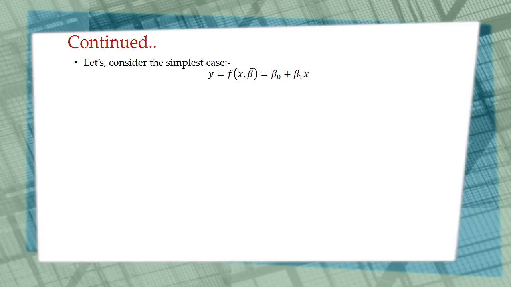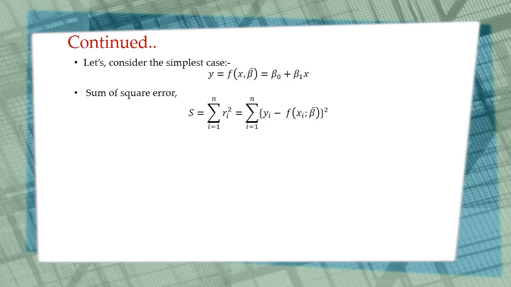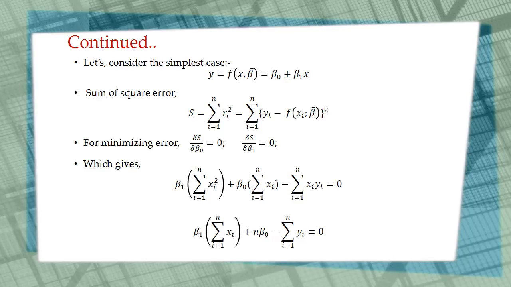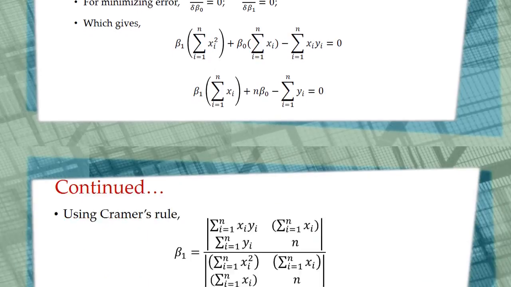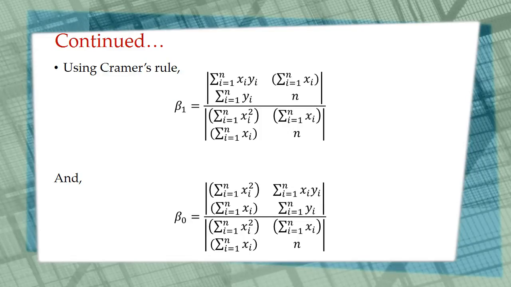Now let's consider the simplest case. It's a linear least square optimization problem where y equals beta naught plus beta 1 x. The sum of square error can be described by S equals summation of ri whole square, where summation from i equals 1 to n. Here is the expression. For minimizing error, del S by del beta naught equals 0 as well as del S by del beta 1 equals 0, which gives the following two equations. Now using Cramer's rule, we can easily determine these parameters beta naught and beta 1.